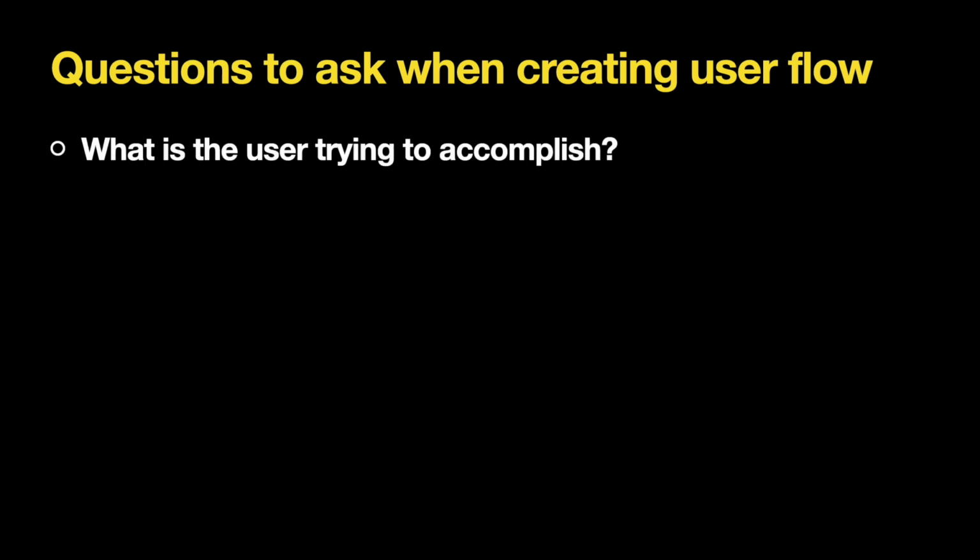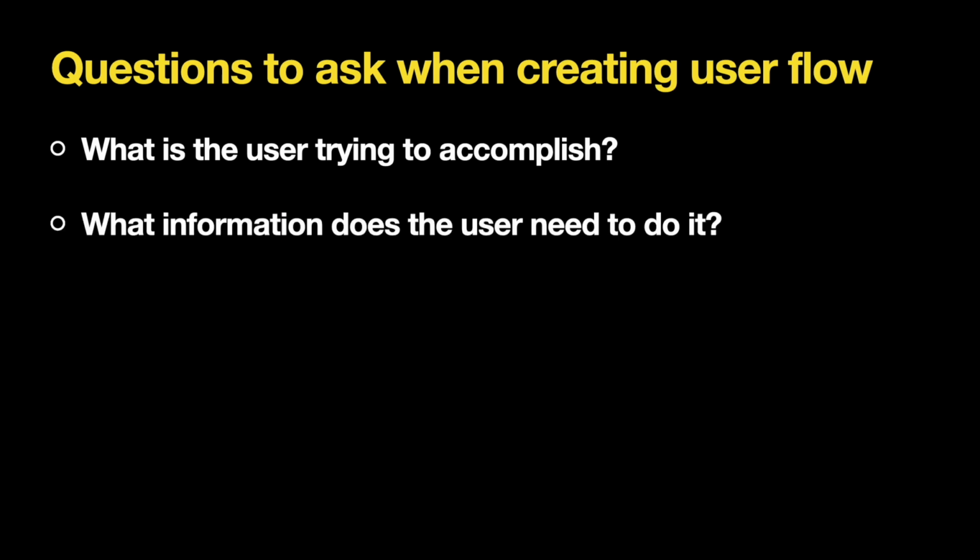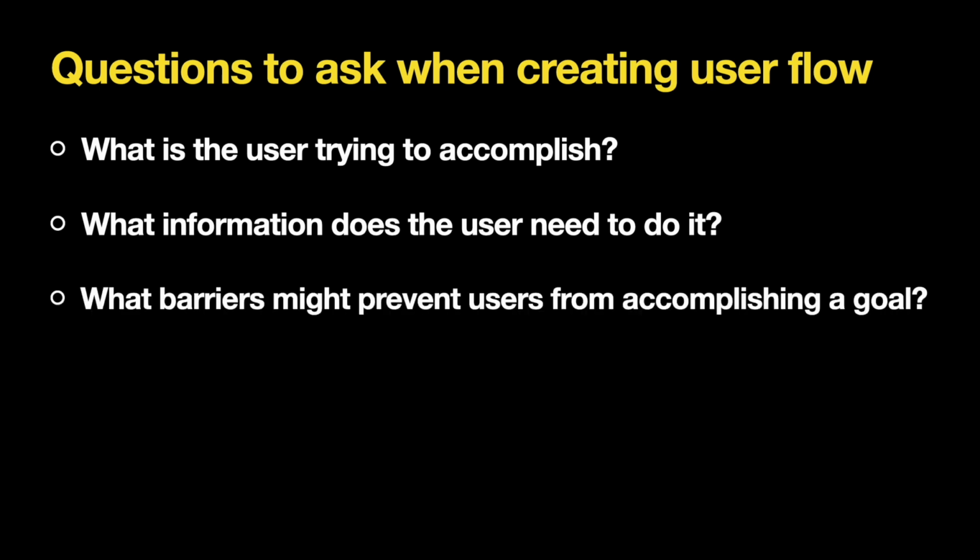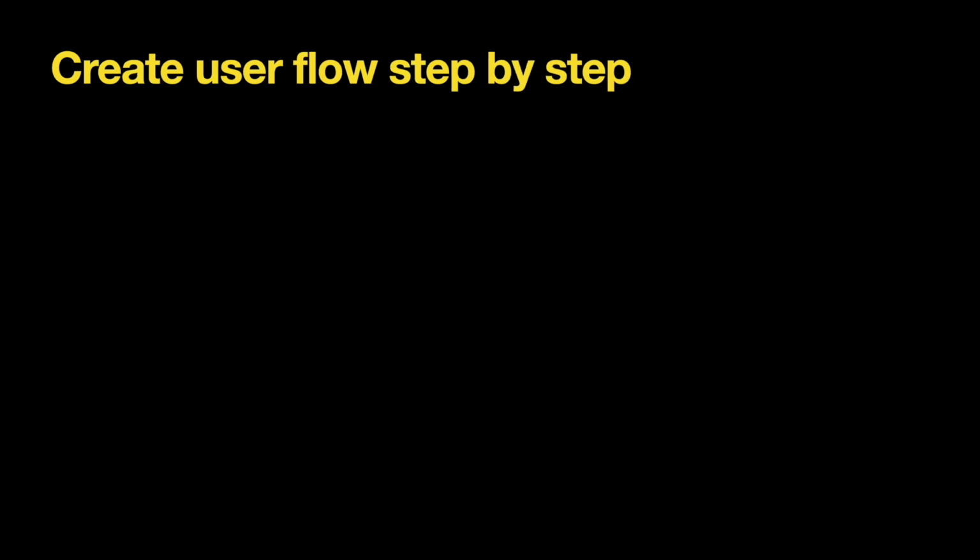Here are a few basic questions that will help you build a strong user flow. What is the user trying to accomplish? This question will help you understand the user goal. What information does the user need to do it? This question will help you understand what details the user needs to complete the action. What barriers might prevent the user from accomplishing a goal? Roadblocks that the users can face in a journey. For example, an e-commerce website might not support the payment method that the user wants to use.